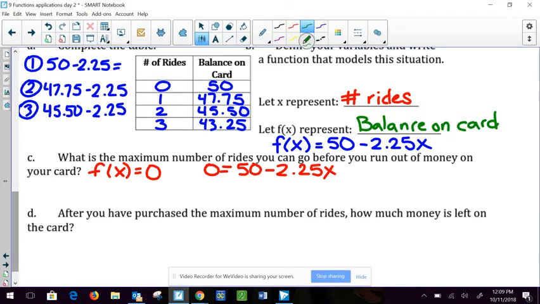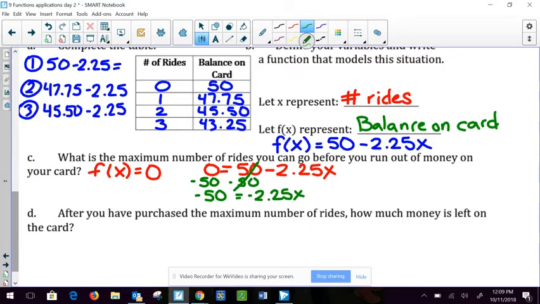So how do I move that 50 over to the other side? Careful, watch your signs. That 50 is positive, so we're going to subtract it from the other side. 0 minus 50 is negative 50, which is equal to negative 2.25x. Again, carefully watch your signs here, because if you miss one small negative, you're going to end up with a negative answer, which is not possible.